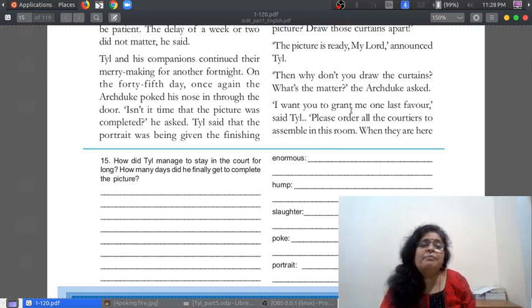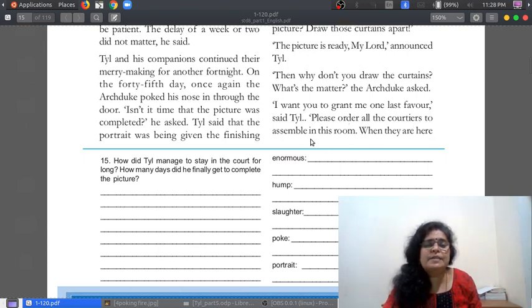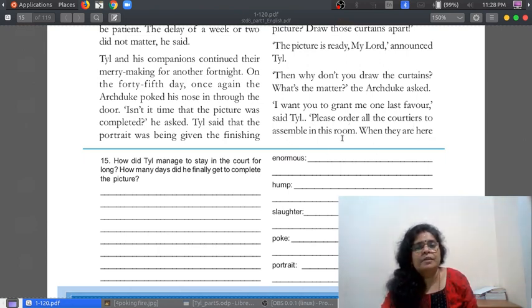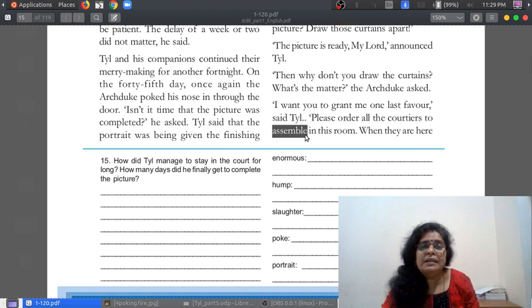I want you to grant me one last favor, said Till. Please order all the courtiers to assemble in this room. Please call all the courtiers here in this room. Assemble. What do you mean by assemble? Don't you know assembly? Assembly in the school? All the students come together in a hall or in the ground. That is assembly. So here assemble means come together.